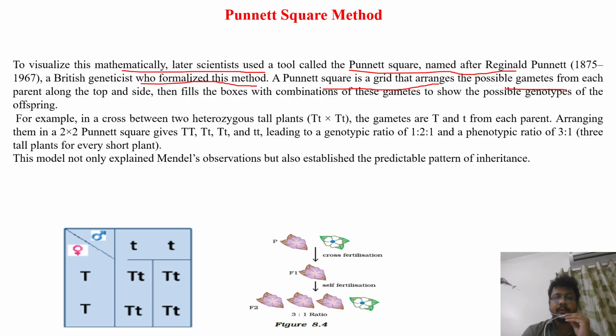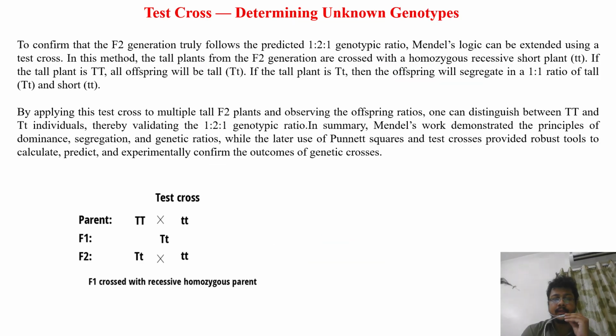For example, in a cross between two heterozygous tall plants, the gametes are capital T and small t from each parent. Arranging them in a Punnett square leads to the 1:2:1 genotypic ratio, and the phenotypic ratio is 3:1. The phenotype is 3:1 because it gave rise to one homozygous dominant and two heterozygous dominant, so three tall plants, and one homozygous recessive, so one short plant. This model not only explains Mendel's observation but also establishes a predictable pattern of inheritance.